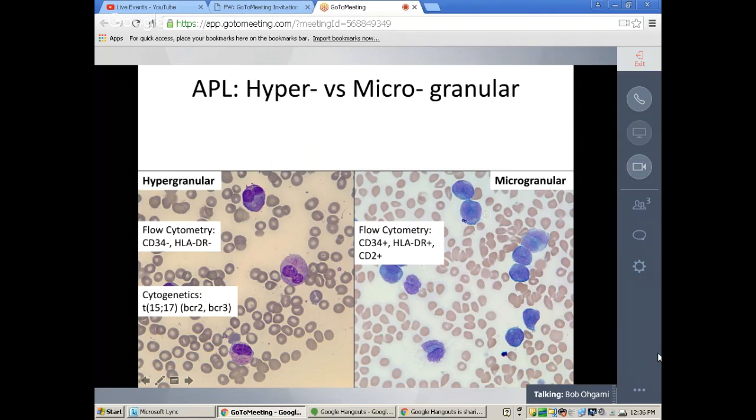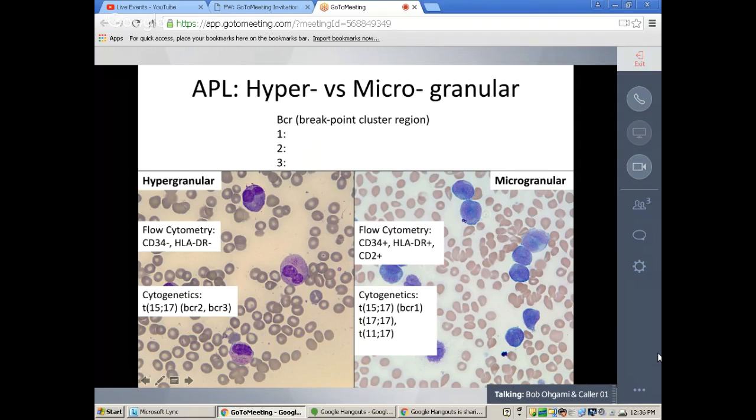Flow cytometry for the microgranular variant is often distinct. These not only look unusual for an acute promyelocytic leukemia, in the sense of not having granules, the flow cytometry findings may be odd too, in that they will have CD34 expression, HLA-DR expression, and they may express CD2, which is different from the hypergranular variant, which lacks CD34 and HLA-DR. The cytogenetics can be interesting in the microgranular variant in that they may not always have the classic translocation between 15 and 17. They may share it with another partner.